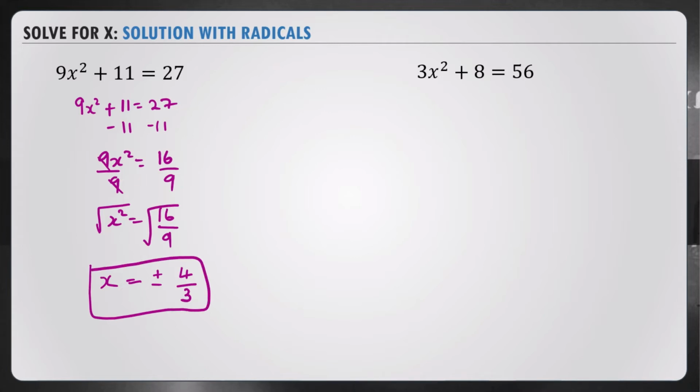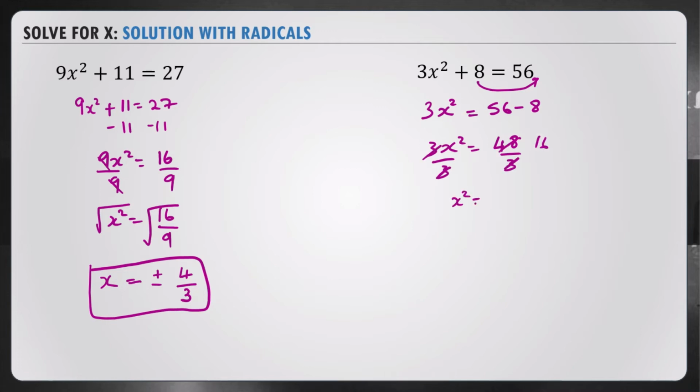Let's work out one more so you get used to these kind of problems. Let's start. 3x squared plus 8 is equal to 56. Take the 8 to the other side of the equation. We get 56 minus 8, so 3x squared is equal to 48. Divide by 3, divide by 3, and we get 16 here.